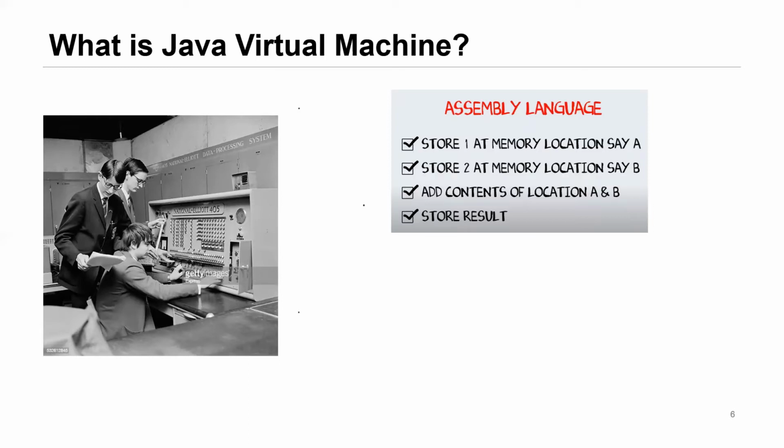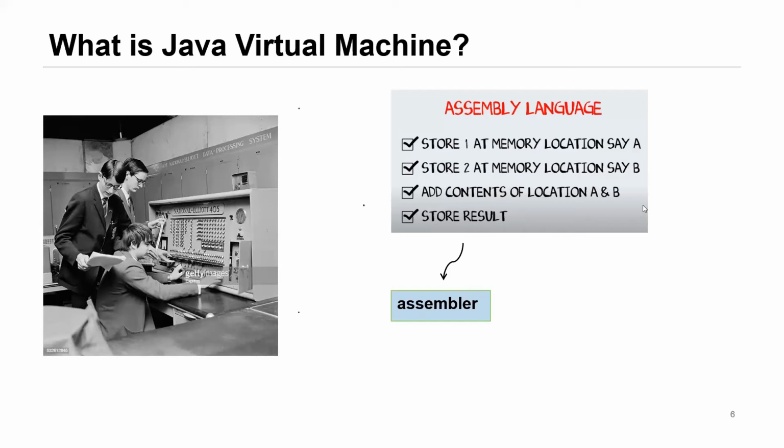Store 1 at memory location, say A. Store 2 at memory location, say B. Add contents of locations A and B. Then store the result. So this is how you arrange it if we add just simple numbers, just two numbers, 1 and 2.